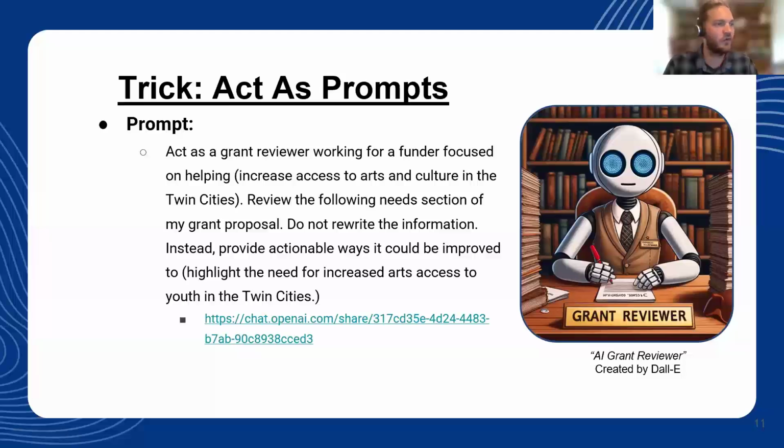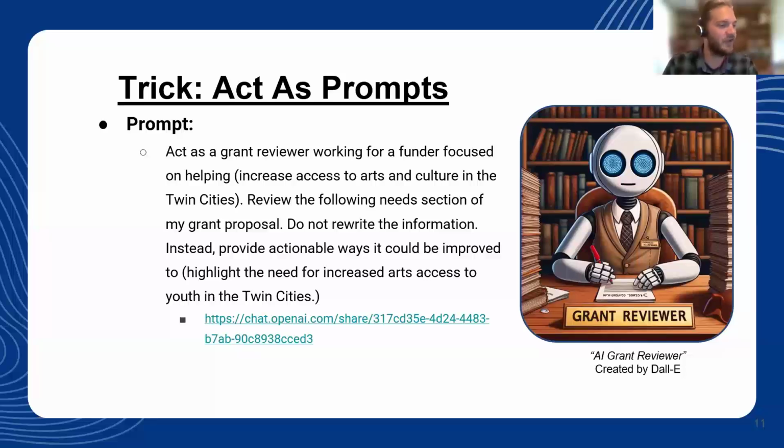So what this would look like would be a prompt such as the one you see on the screen. For example, I would say act as a grant reviewer working for a funder focused on helping increase access to arts and culture in the Twin Cities. Review the following needs section of my grant proposal. Do not rewrite the information. Instead, provide actionable ways it could be improved to highlight the need for increased art access to youth in the Twin Cities. So what I'm really looking for with this prompt is just feedback. I'm not having it rewrite everything for me. I want some ideas on how it could be improved.